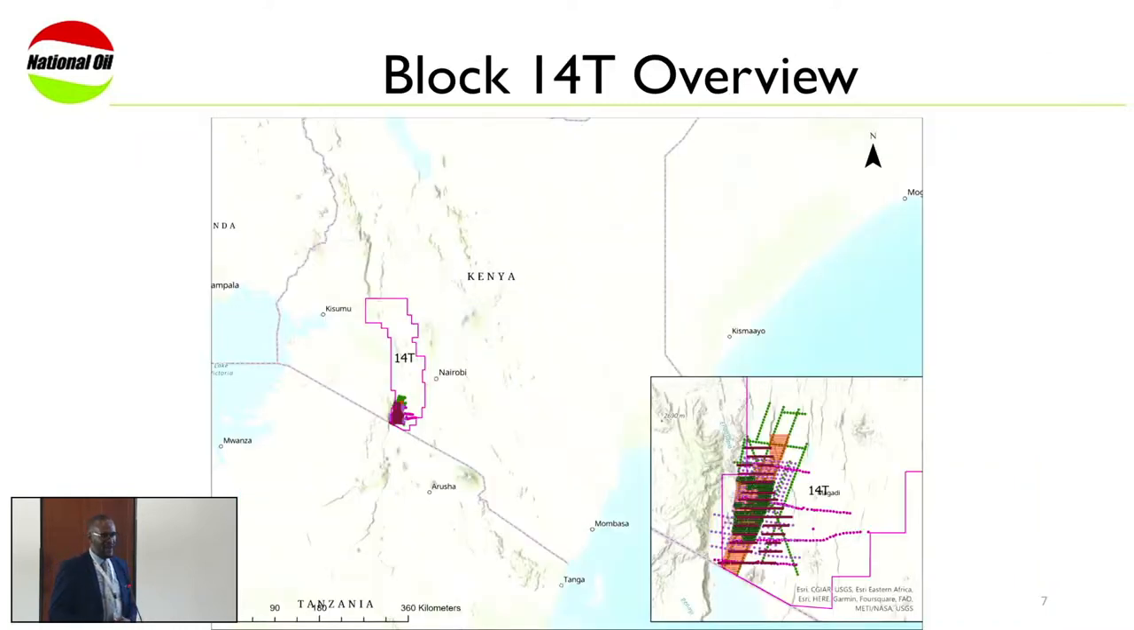So let's see how we've applied it in block 14T. That's for geographical reference, a map of Kenya. You can see block 14T outlined by the pink border. And then there's that glob of points bordering the Tanzanian border that is expanded there on the right. That shows all the different measurements we've taken in block 14T. Different colors represent different types of measurements.